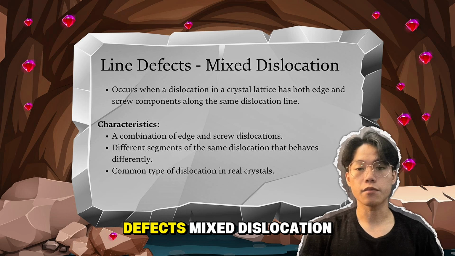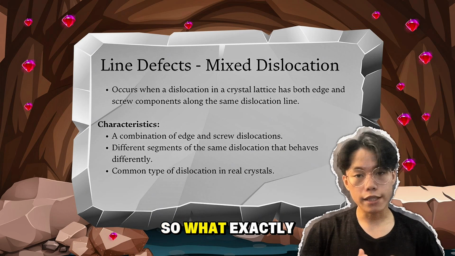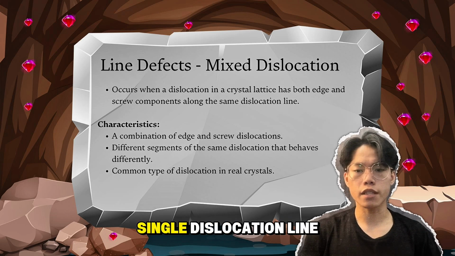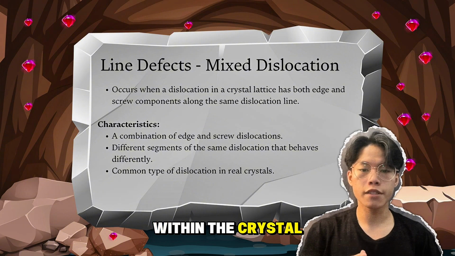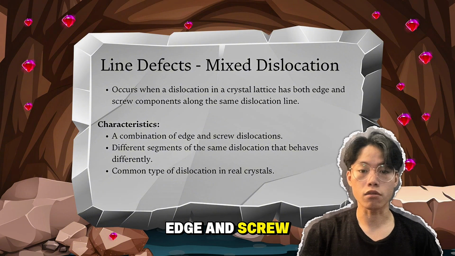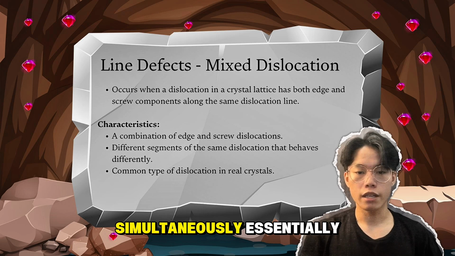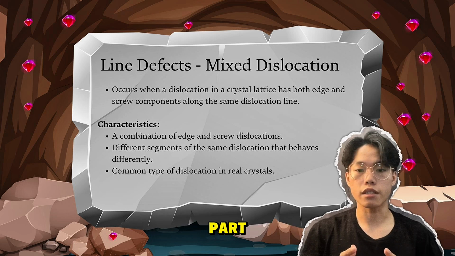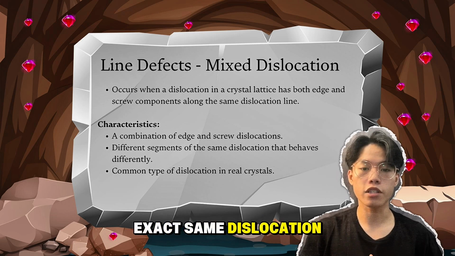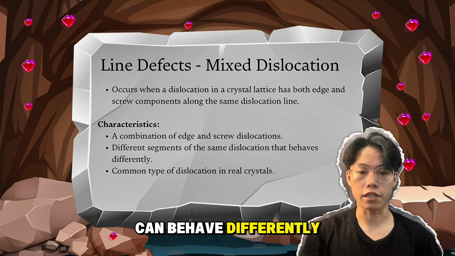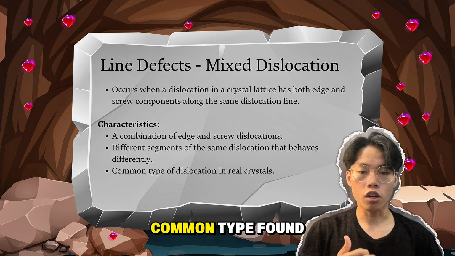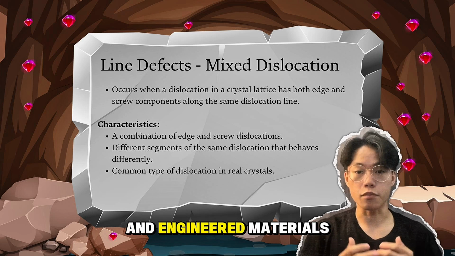Next is line defects: mixed dislocation. So what exactly is mixed dislocation? A mixed dislocation occurs when a single dislocation line within the crystal lattice exhibits both edge and screw components simultaneously. Essentially, it is a hybrid combination of the two. The most interesting part is that different segments of the exact same dislocation line can behave differently depending on their orientation. Because real crystals are complex, mixed dislocations are actually the most common type found in nature and engineered materials.